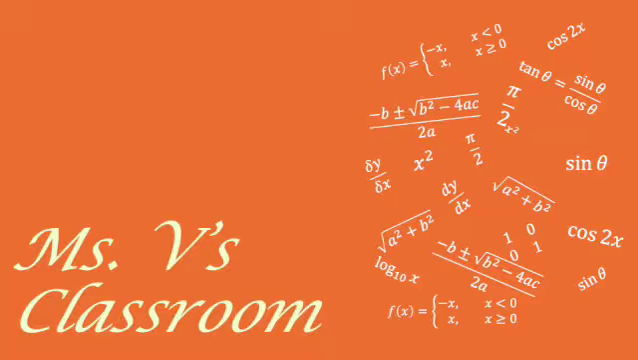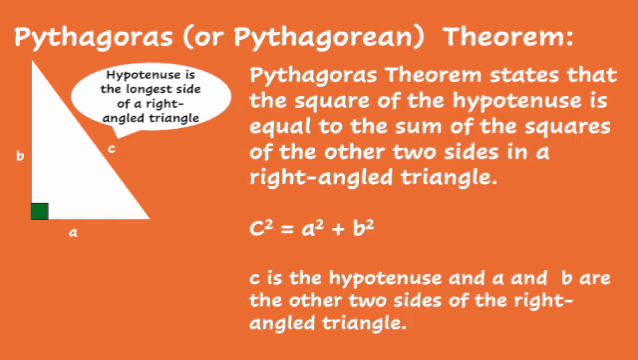This theorem is only applicable to the right angle triangles, the triangles in which one of the angles is 90 degrees. Have a look at the triangle here. This triangle is a right angle triangle because you can see one of the angles is 90 degrees.